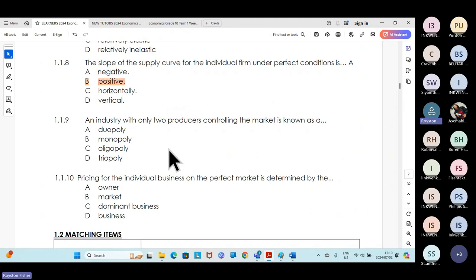Then 1.1.9. An industry with only two producers controlling the market is known as A duopoly, B monopoly, C oligopoly, D triopoly. So let's see. Bahai says B, Inclusive says C. Looking at 1.9, A is correct. Buren, that is correct. A, it is duopoly. So it's when two firms control the market.